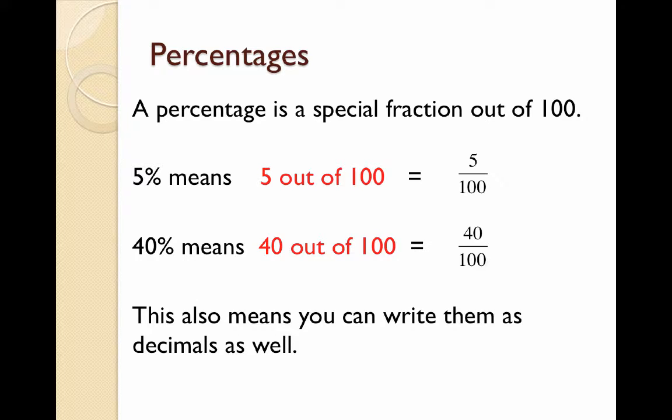This means that you can also write them as decimals, because if you can write a percentage as a fraction, we already know that we can write fractions as decimals. So 5 out of 100 is a 5 in the hundredths column, or 0.05. And 40 out of 100 is 40 in the hundredths column, or a 4 in the tenths column, and a 0 in the hundredths column.